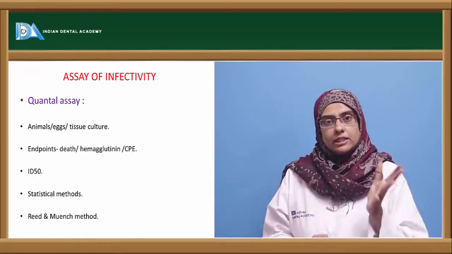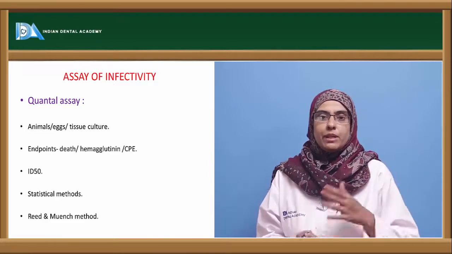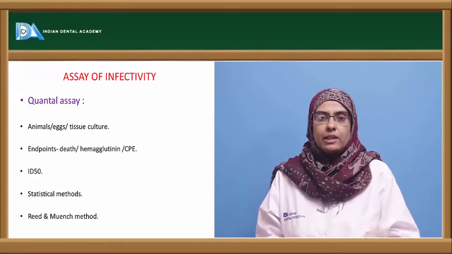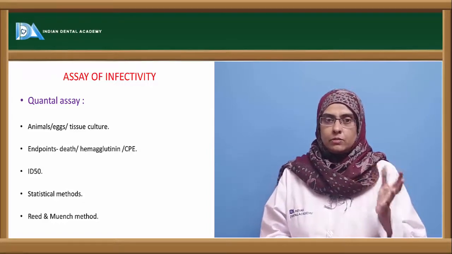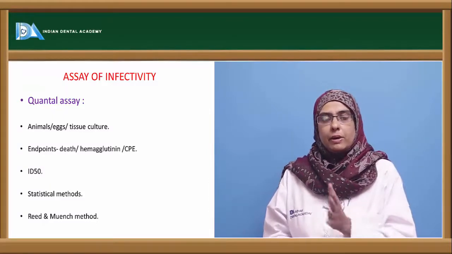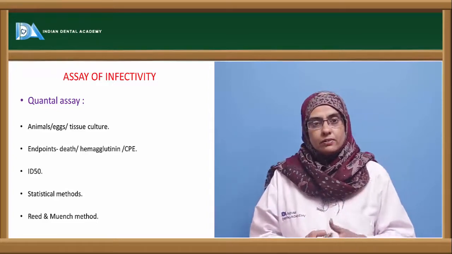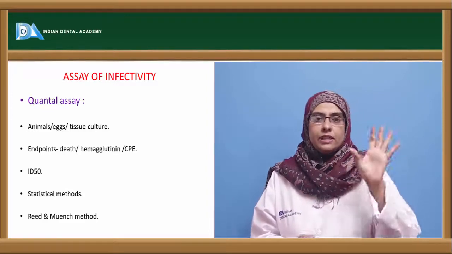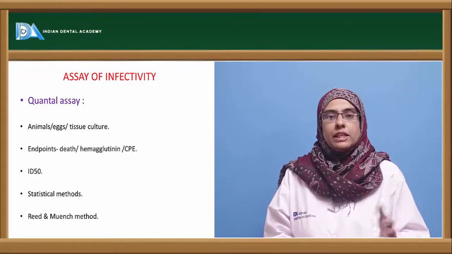So coming to the quantal assays, this can be carried out either in the animals or the eggs or the tissue culture. As we know, depending upon the endpoints, we can identify whether the infectious particles are there or not. So the endpoint can either be the death of the animal, mostly in the case of animal inoculation it is the death. Then you can go for the hemagglutinins or the cytopathogenic effect that are produced in the tissue culture. So these are the endpoints by which you can detect whether the infectious virions are there or not. And the titer that is usually accounted over here is the ID50, that is the infectious dose 50, which is calculated with the help of statistical methods using the Reed and Muench method.